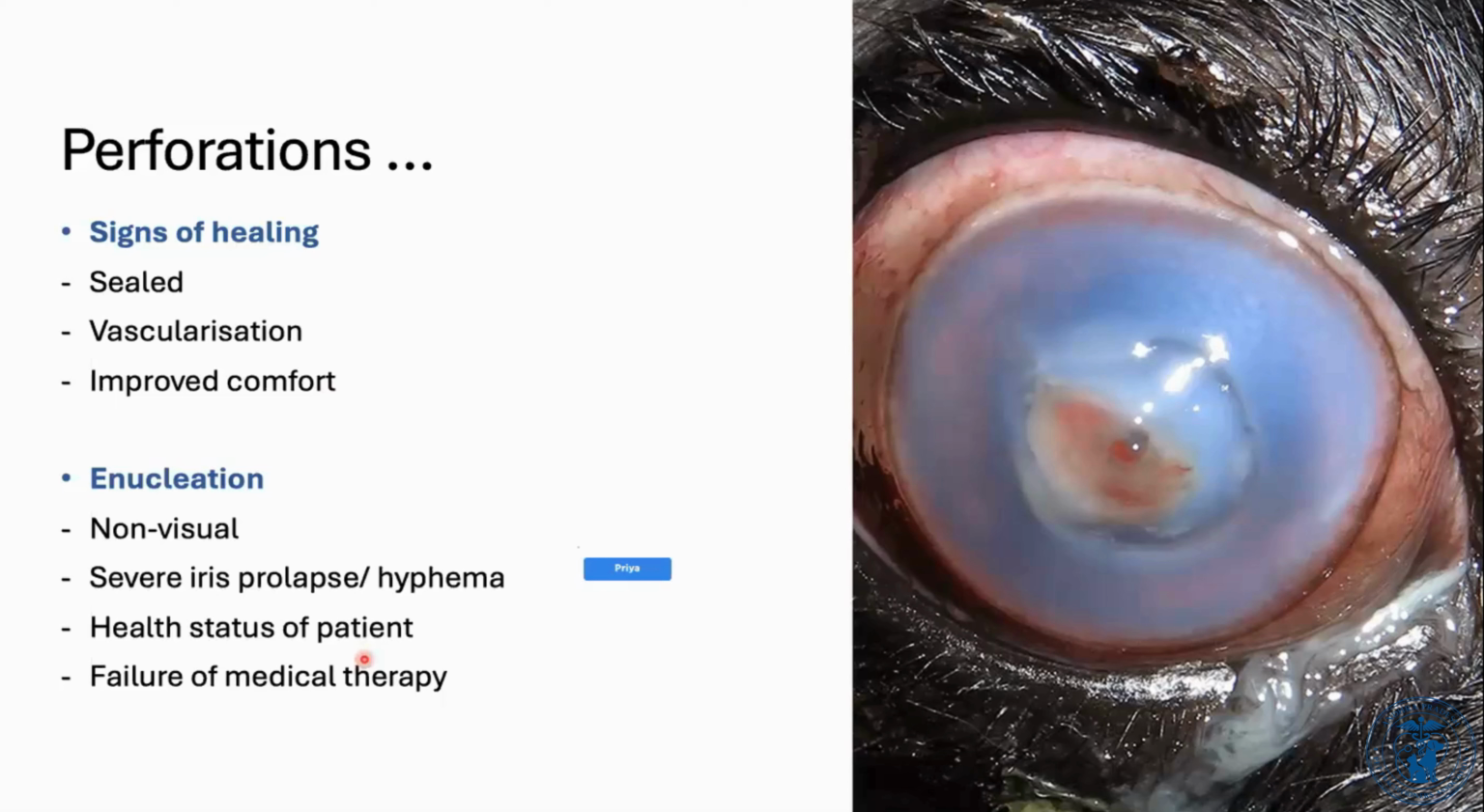And if the pet is visual and the iris can be saved, I'm seeing the pupil margins, like I can see a few pupil margins here, so in such a case I will go for a surgery. But when there is nothing, most of the iris is outside only, then there is no point in correcting that eye, because that is not going to help the pet the way we wanted.